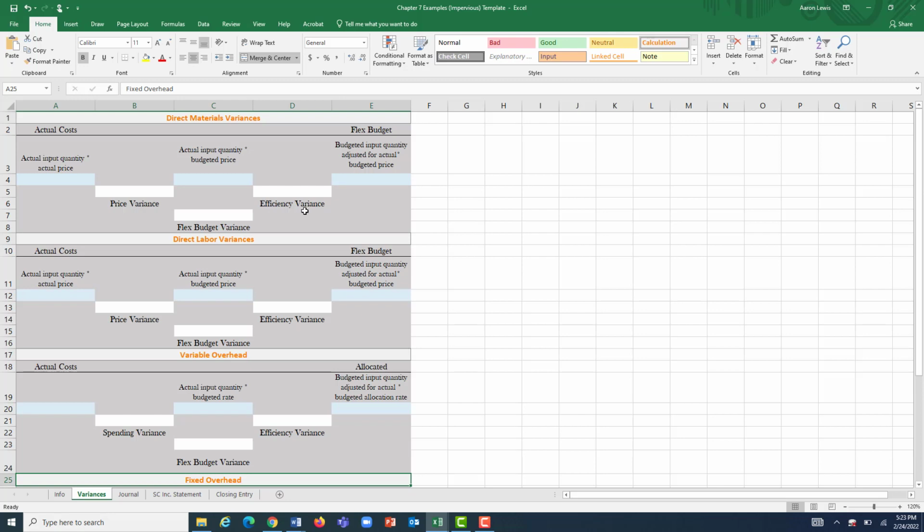So to do this, we're going to figure out what our actual costs were for that particular input, what they should have been had we hit our standards and our flex budget, and then we're going to isolate out the difference between price and efficiency by making the no-name column, if you will.